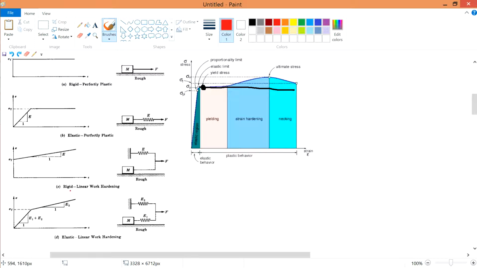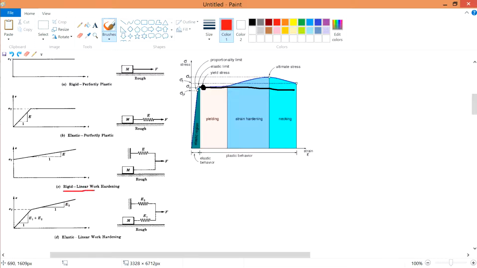Likewise, if you're talking about just rigid linear work hardening, you're talking about this one. If you're talking about another linear work hardening, then it's something like this. That's just the meaning of it. Rigid, perfectly plastic means that you're always plastic.